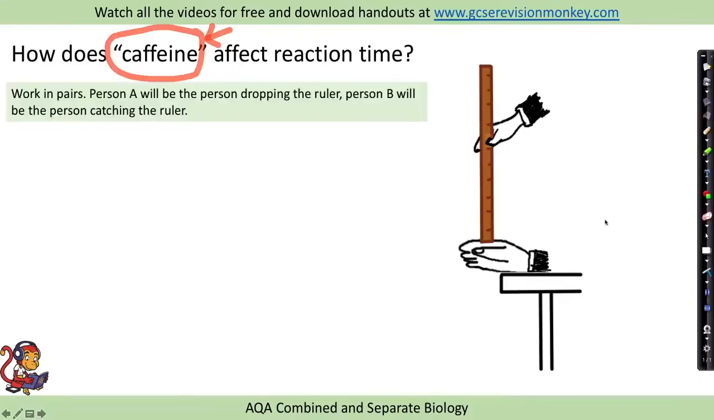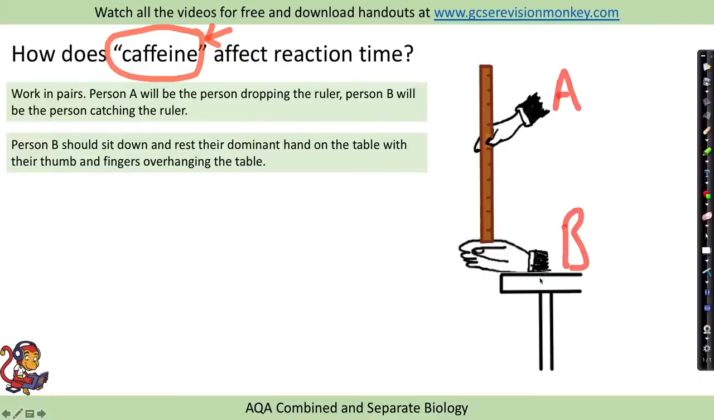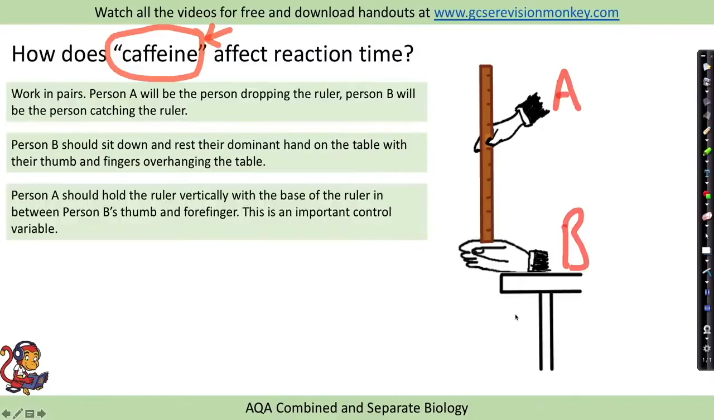First of all, you'd work in pairs for this practical. Person A will be the person who is dropping the ruler, and person B will be the person who is catching the ruler. Person B should sit down and rest their dominant hand on the table with their thumb and fingers hanging over the table. Person A should hold the ruler vertically with the base of the ruler in between person B's thumb and forefinger. This is an important control variable because you need to make sure that you drop the ruler from the same height every single time.